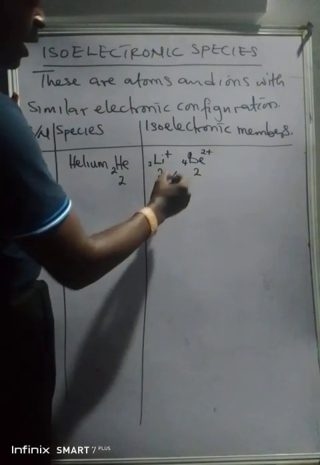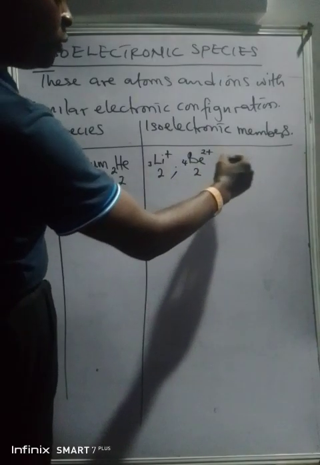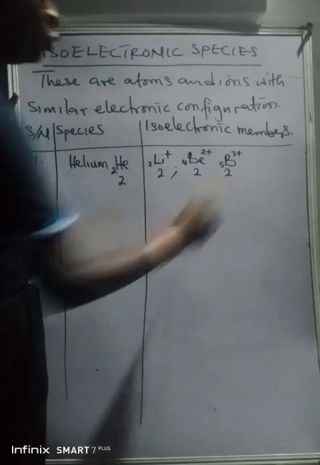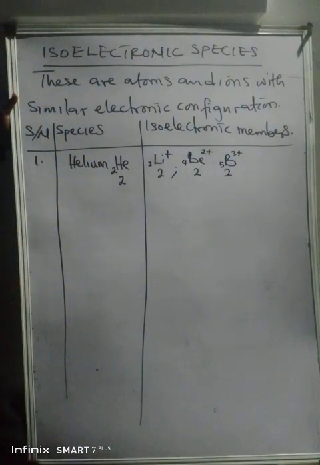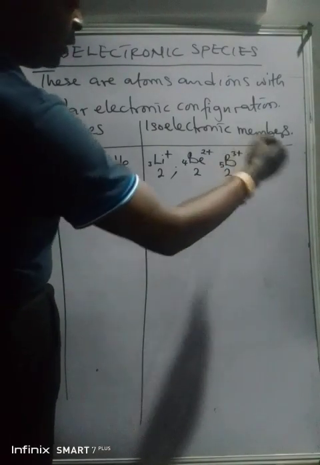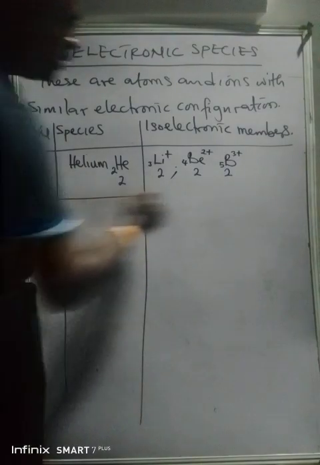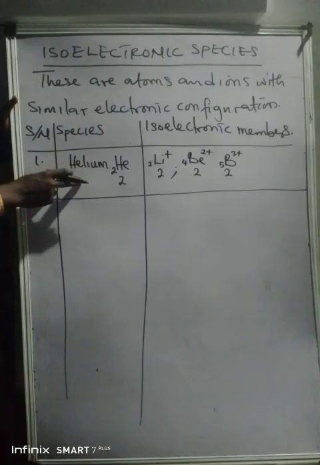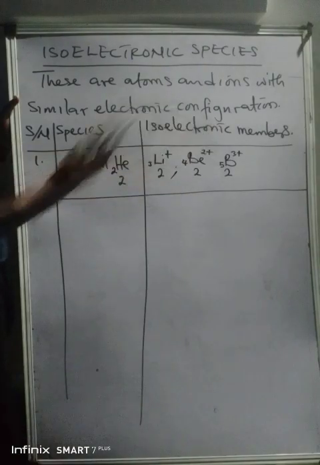Then apart from that, we have boron. Boron 5, 3+. Configuration is still 2. Are we there? Then like that. So all these lithium, beryllium, boron are isoelectronic to helium. They have the same electronic configuration.